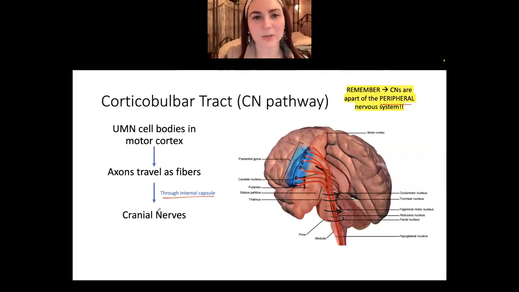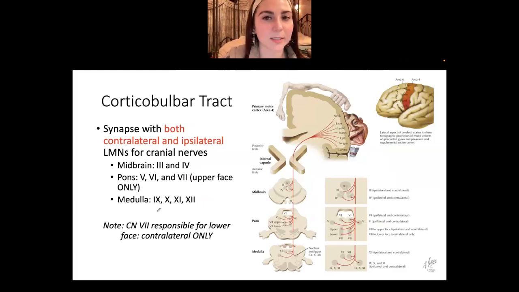Okay, so that's just a brief overview of the corticobulbar tract. Again, I know White goes into a lot of detail with this tract, but it is a motor tract, and the cranial nerves have their own tract, basically, and that's what this is.